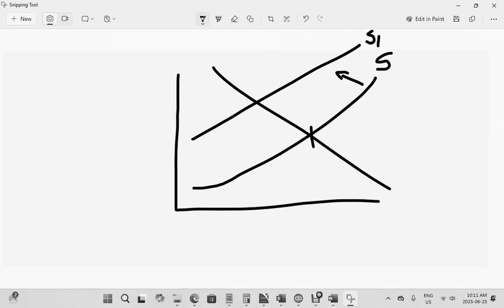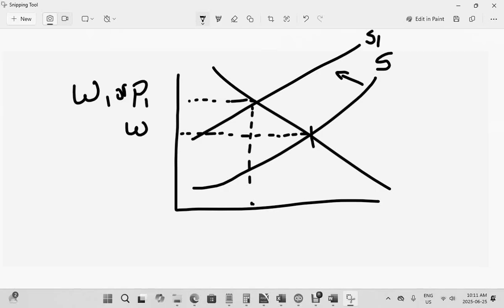So the cost of production goes up, as a result of which your supply curve will shift from S to S1, and this would be your new price at which the workers would be willing to work. Say, for example, price one, or wage one. Now, the original wages were set at this level. Let's say the minimum wages were 15 or 20 or $25 an hour.